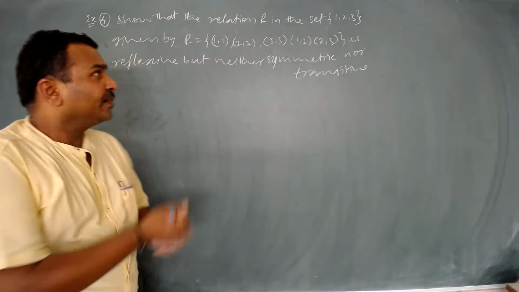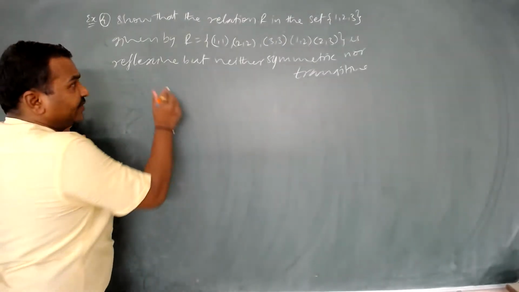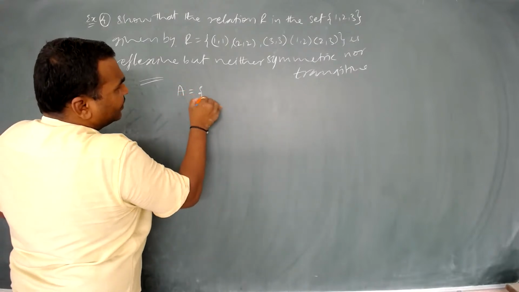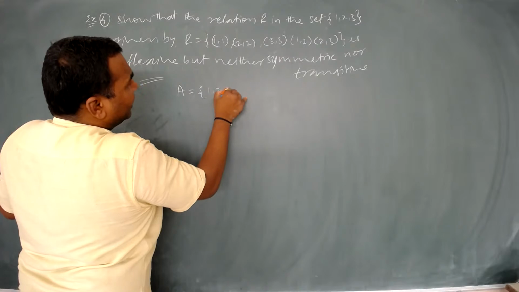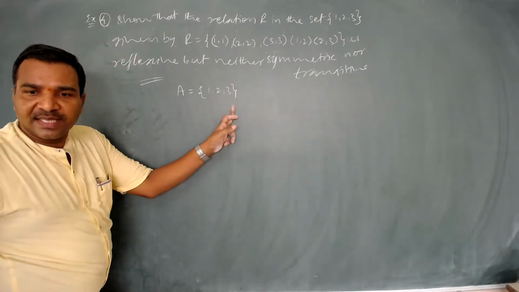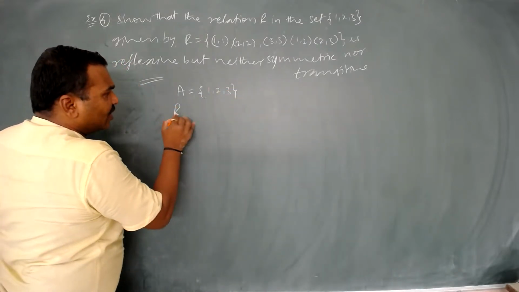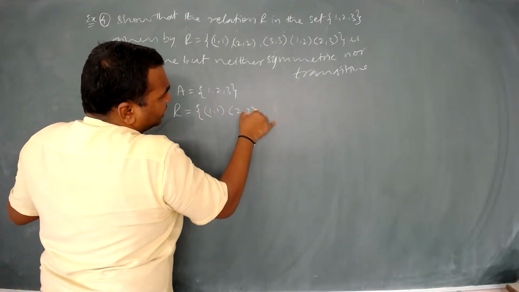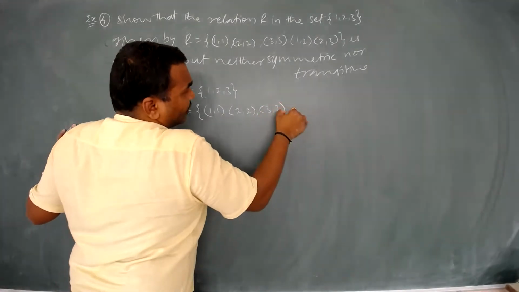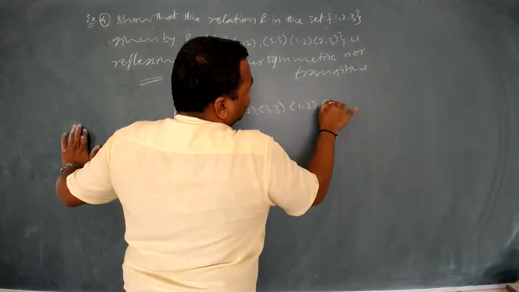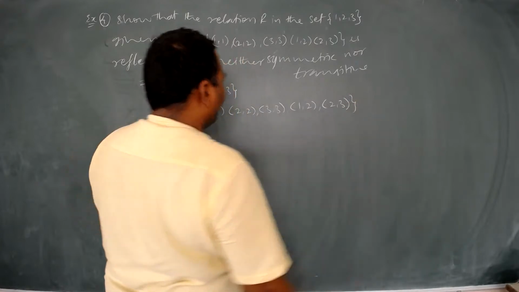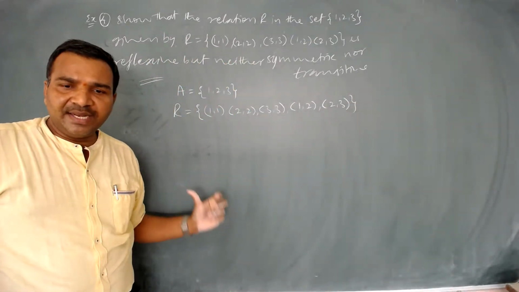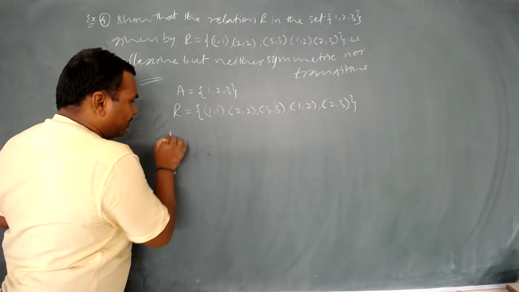Just try to understand. A relation is given. First, R is a relation. A is the set. What is the set now? I'm taking A equal to {1, 2, 3}. This is the given set. Next, the relation. How is it defined? R is equal to (1,1), (2,2), (3,3), (1,2), (2,3). Now we have to prove this relation is reflexive but neither symmetric nor transitive. We go over one by one.